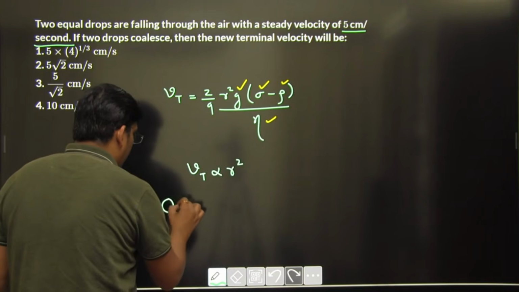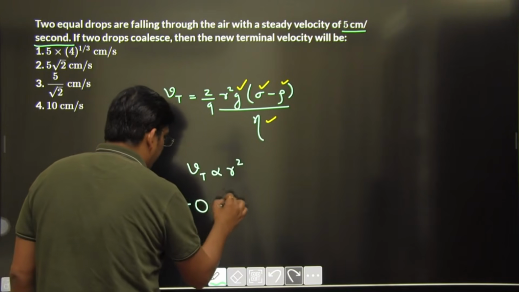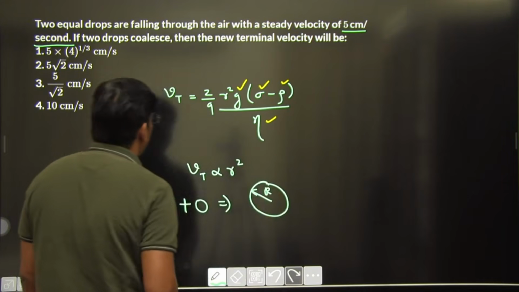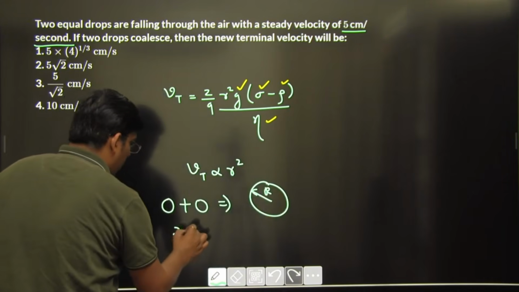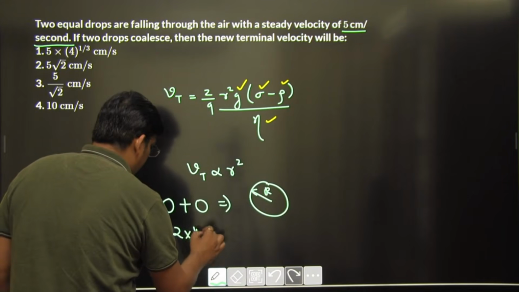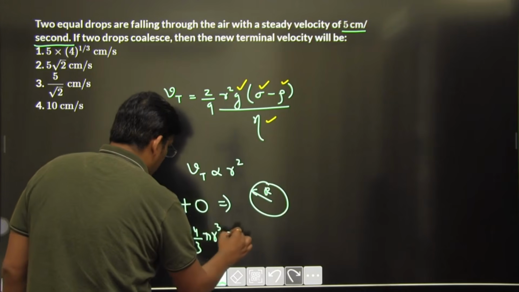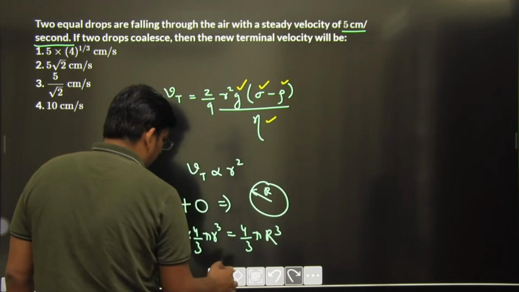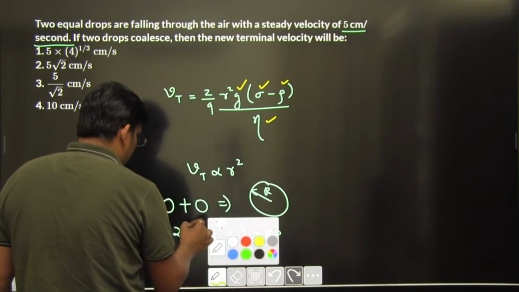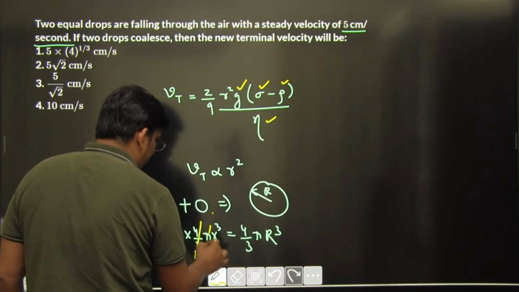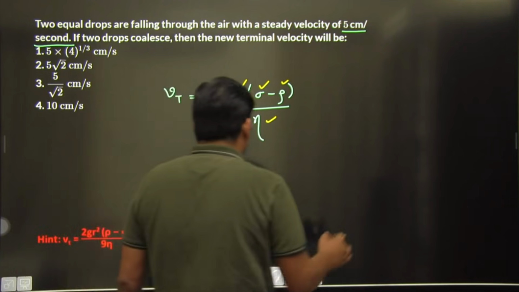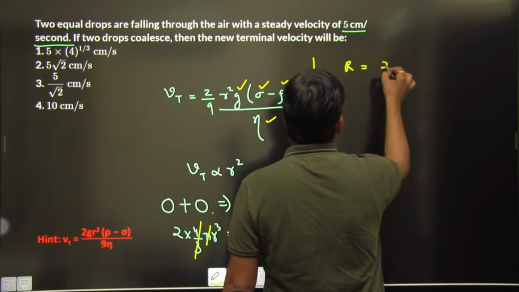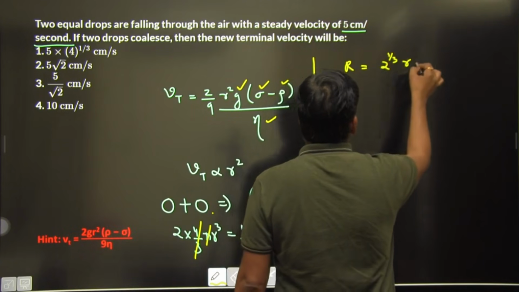Now two drops combine to form a bigger drop. So 2 times 4 by 3 pi r cube equals 4 by 3 pi R cube. Now this 4 by 3 pi and 4 by 3 pi is gone. So this becomes capital R equals, dear students, 2 to the power 1 by 3 times small r.